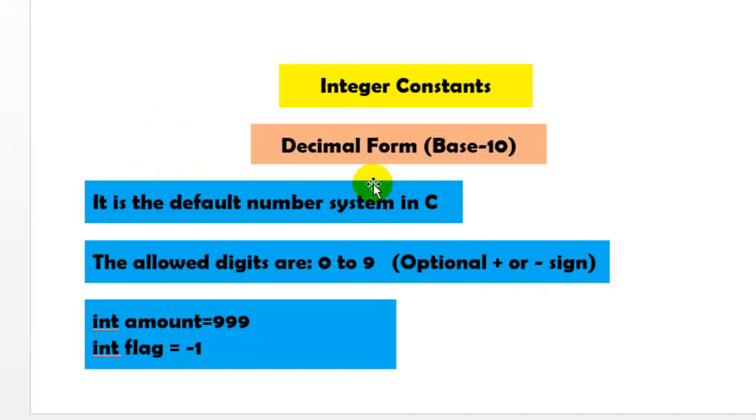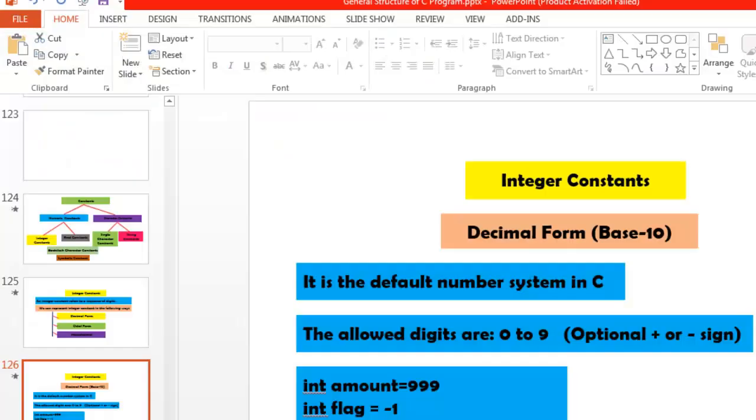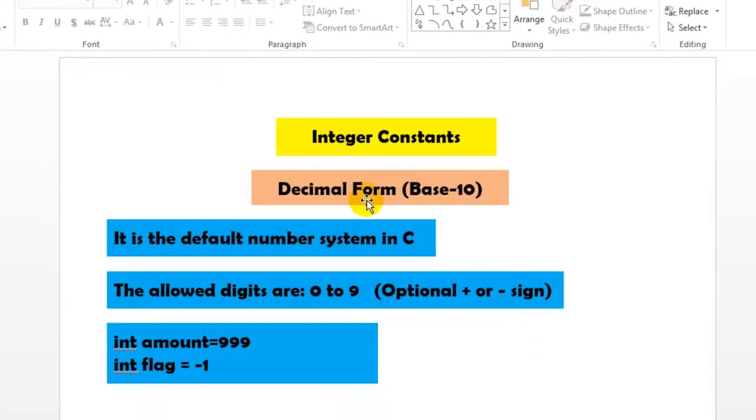As you know, decimal number or decimal form is base 10. It is the default number system in C. The allowed digits are 0 to 9. We can also declare positive or negative numbers like this that you can see over here. Integer constants in decimal form.